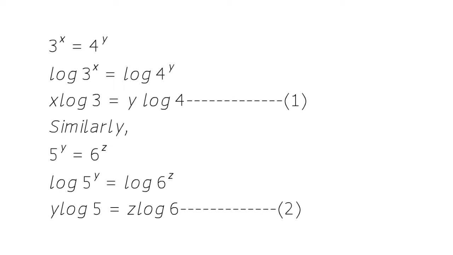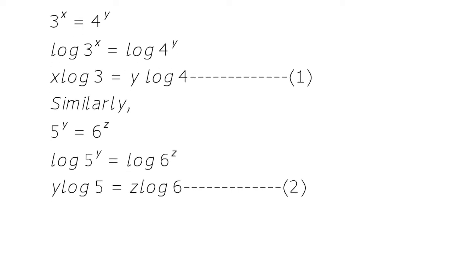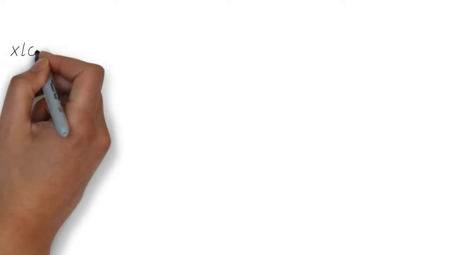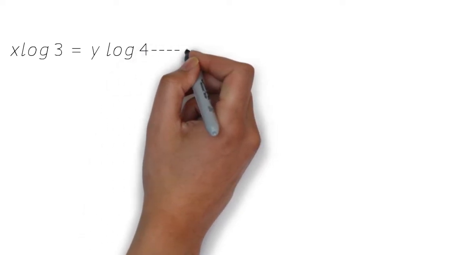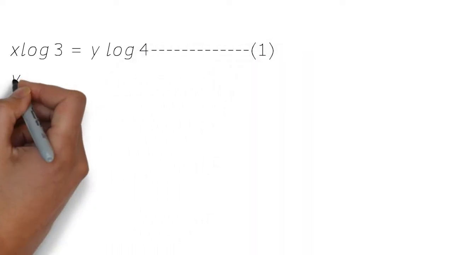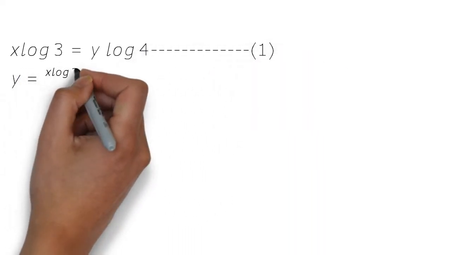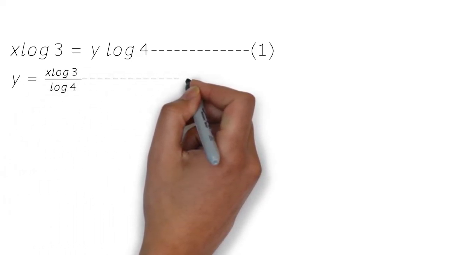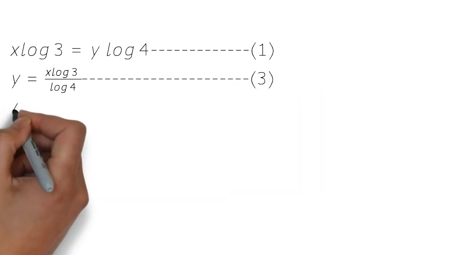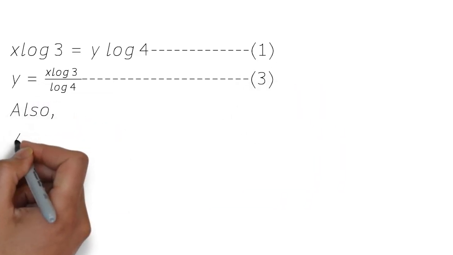Now, what do we need to do? Like I said, we have to proceed to eliminate y so that we can obtain an expression for the value of x over z. So we'll take our equation 1 and find an expression for y. That means dividing both sides by log 4. So we have y equals x log 3 over log 4. Let's put that as equation 3.